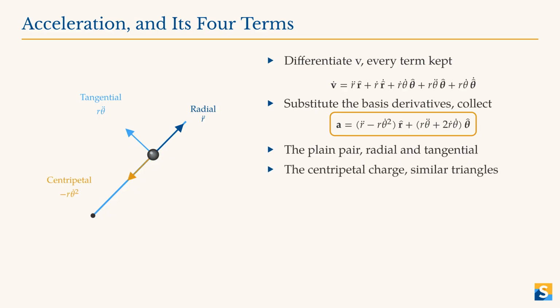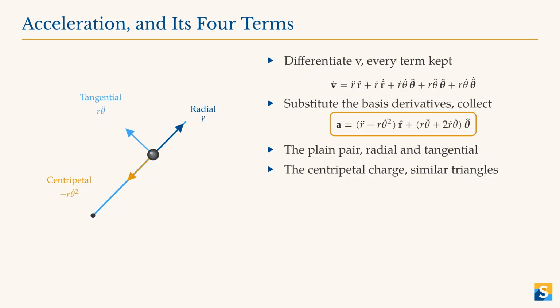On a circle, it is exactly the v squared over r, our similar triangles delivered, the centripetal charge. A rope's tension paid it in lecture 2, and a cone wall paid it for a whirling puck. Turning always costs something inward.